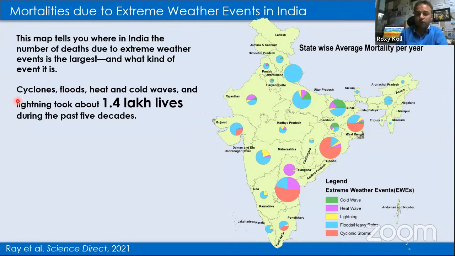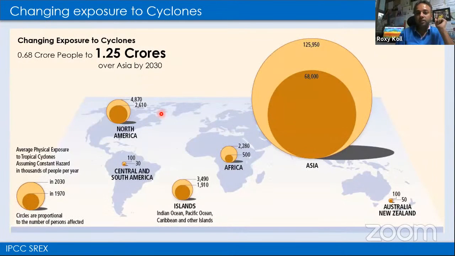So if you look at the statistics, cyclones, floods, heat and cold waves and lightning, all together they have taken about 1.4 lakh lives during the last 60-70 years. Actually, during the last 5 decades. Last 50 years, 1.4 lakh lives from these extreme weather events, which is why understanding these cyclones is quite important. And this is going to change further with global warming.